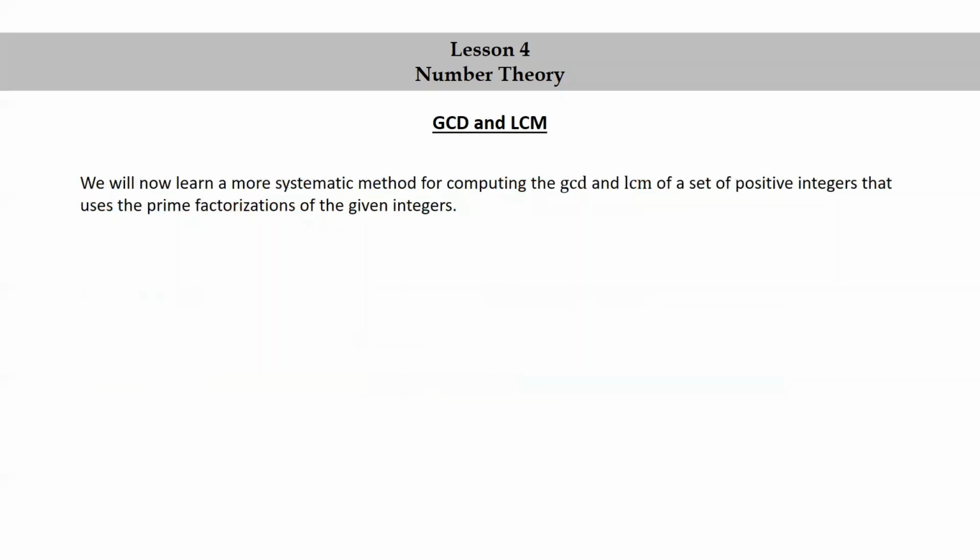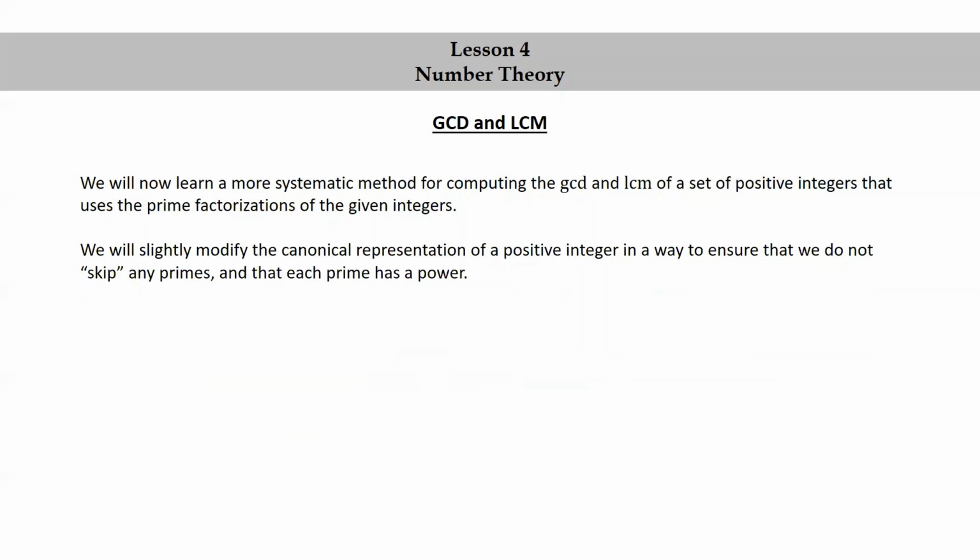We will now learn a more systematic method for computing the GCD and LCM of a set of positive integers that uses the prime factorizations of the given integers. We will slightly modify the canonical representation of a positive integer in a way to ensure that we do not skip any primes and that each prime has a power. Let's look at an example.